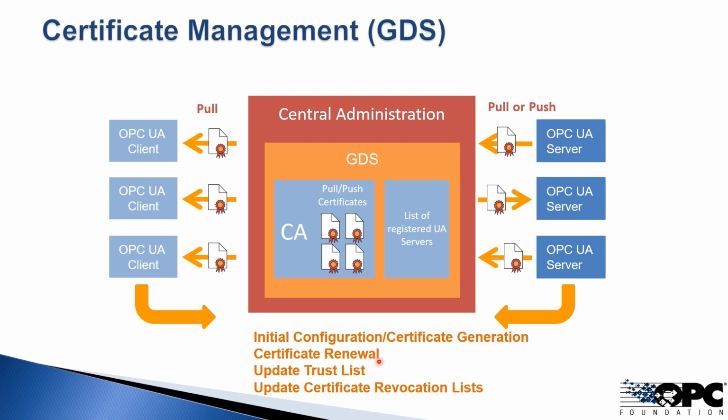So in all these cases, as with the previous discussion about the GDS, for a client or a server to use the central administration for certificate management, it has to be built with that capability involved. We don't mandate the use of certificate management this way. Vendors can choose to implement certificate management however they want in OPC UA applications. However, it's strongly recommended that this mechanism using the certificate management interfaces of the GDS are used for this purpose.